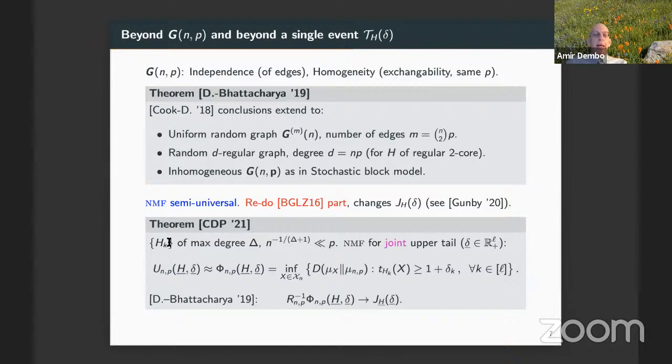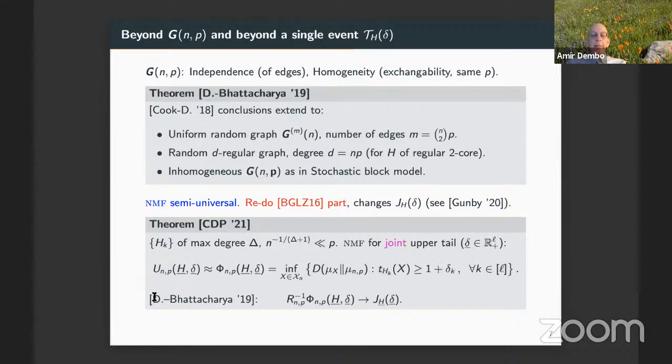What does joint tail mean? As I mentioned again, you have a collection of subgraphs, more than one, of the same maximal degree delta, and you are looking at p in the range I mentioned, which is much bigger than n to the minus 1 over delta plus 1. And then you have the naive mean field approximation, not for the upper tail of one of them, but joint. What does it mean? It means that the upper tail event for all of the T_H_k exceeding the specified values 1 plus delta_k is going to be approximately equal to the naive mean field, which is a minimum, again, over the same collection of relative measures, product measures with a varying parameter for every edge, subject not to one constraint, but subject to satisfying multiple constraints at the same time.